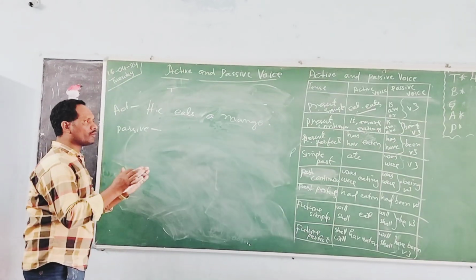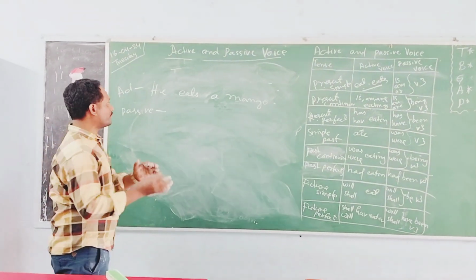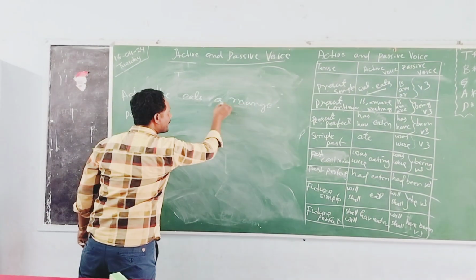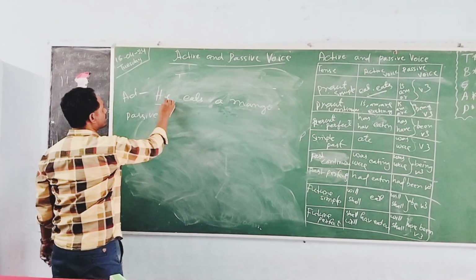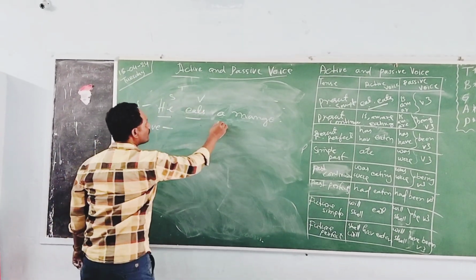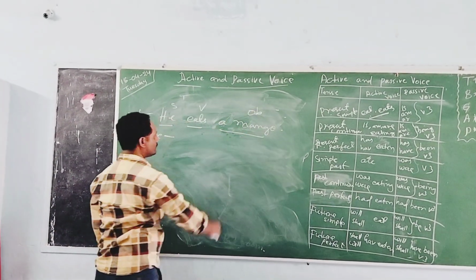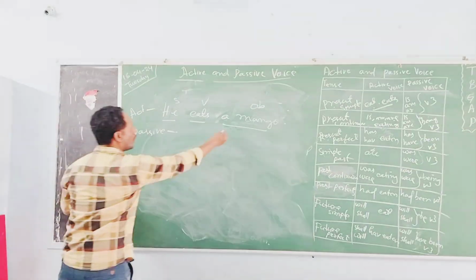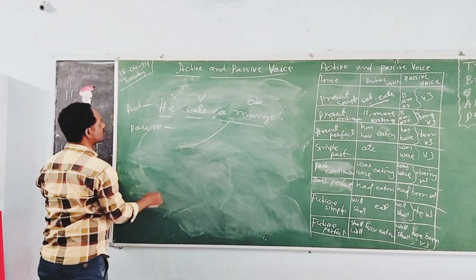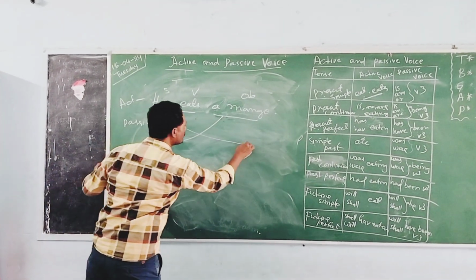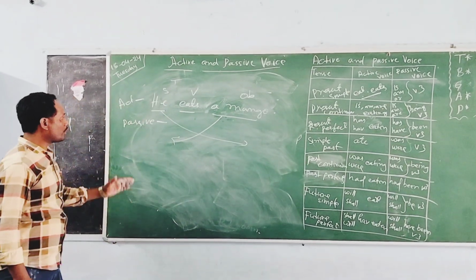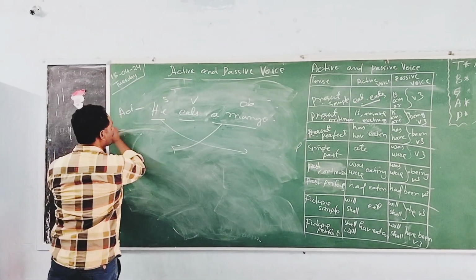So what is our formula? How to make active voice into passive voice? What I told you: first of all, identify the subject, verb, object. What are our rules? The object will come to the subject place and the subject will go to the object place. So how to make passive voice? See, this is called passive voice.